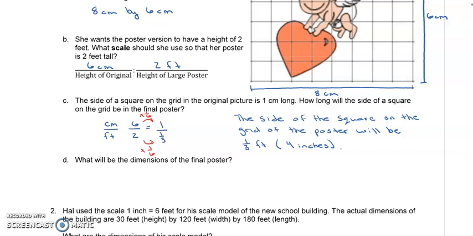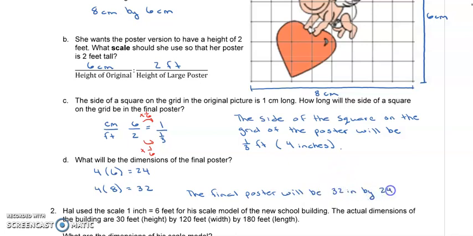So what will the overall dimensions of the final poster be? Well, I know for every little box, it's going to be another 4 inches. So to find the height, I'm going to say 4 inches times the 6 boxes would equal 24. And then 4 inches times the 8 boxes at the bottom would equal 32. So I can say the final poster will be 32 inches by 24 inches.